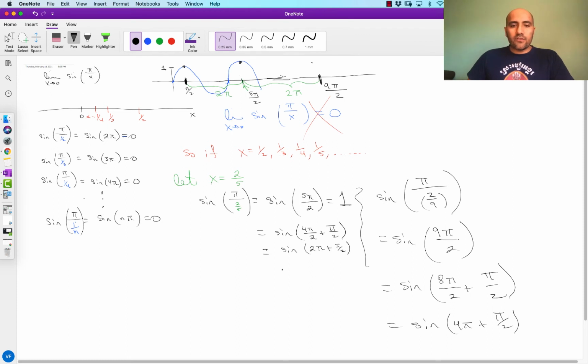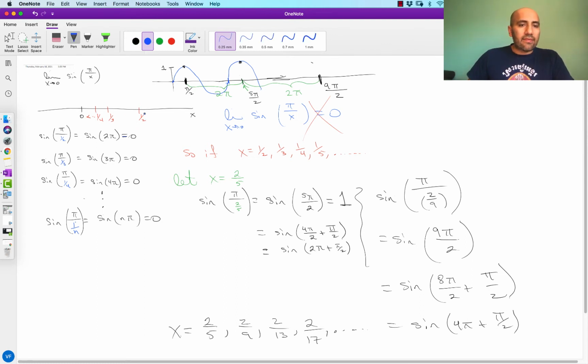Right? So what I've established here is that if I follow another path toward 0, if I let x be equal to 2/5, and then I let x equal to 2/9, and then I let x equal to 2/13, and then I let x equal to 2 over 17, and so on and so forth, what I've done is I found another path that's leading towards 0, where all the outputs are going to be equal to 1 with our function.